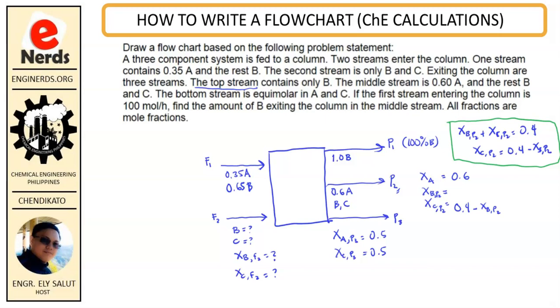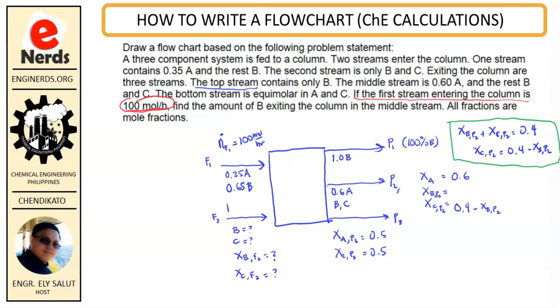Okay? Now, have a look on the next sentence natin dito, guys. It's written, if the first stream entering the column is 100 moles per hour, so nagbigay siya ng molar flow rate. So, we're going to write that again in our diagram, no? So, we have here, so this is our stream here. So, I will write here N in F1. Now, maglalagay tayo ng dot sa ibabaw niya because this is a molar flow rate. This is equal to 100 moles per hour. Okay?